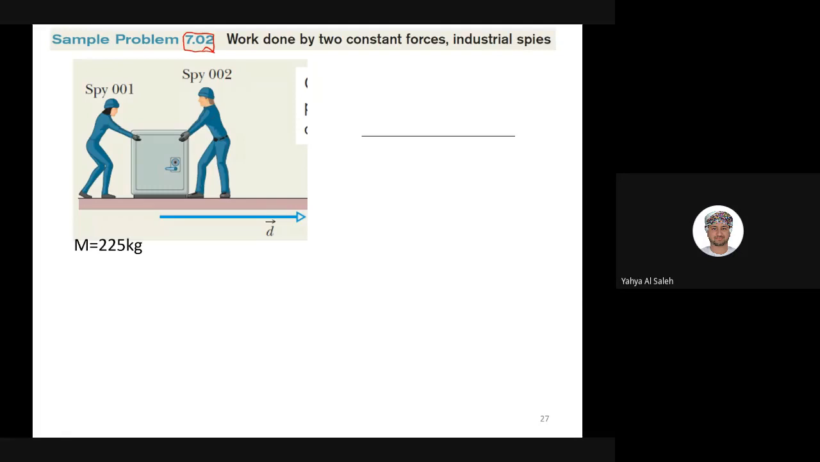Let's do a numerical example from your book. Sample problem 7.02. You have two people trying to move a safe. One is pushing, the other one is pulling. The person pushing is putting 12 newtons at 30 degrees. The person pulling is putting 10 newtons at 40 degrees. And they need to move it for about 8.5 meters. What can we do with that information?